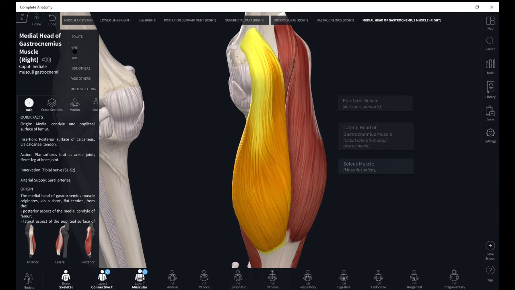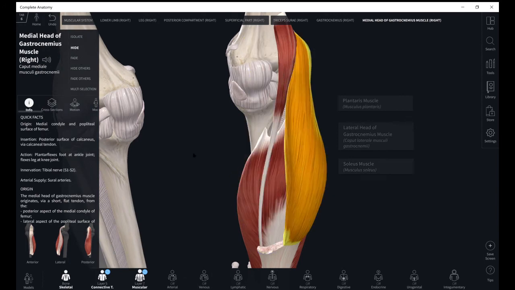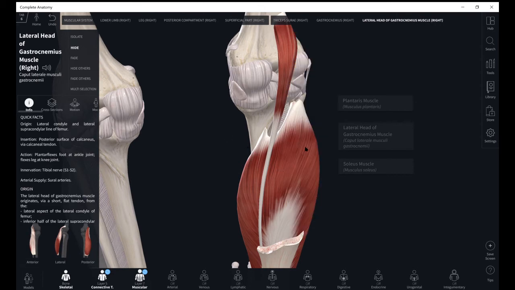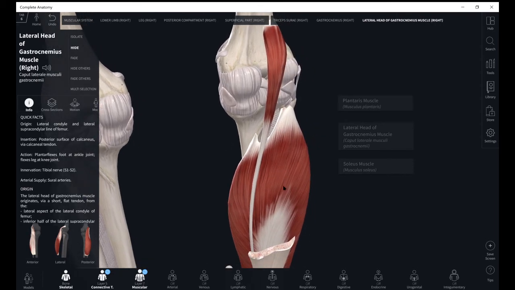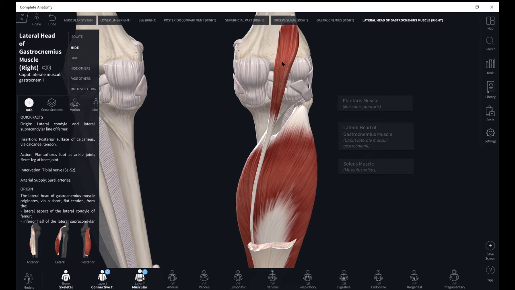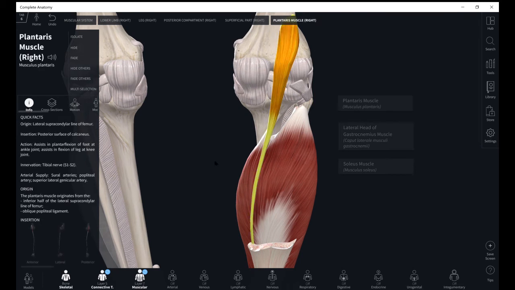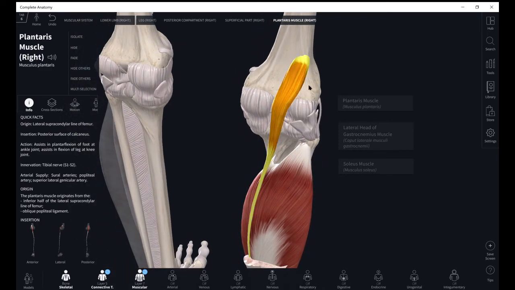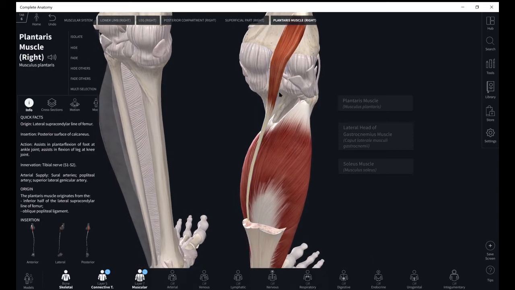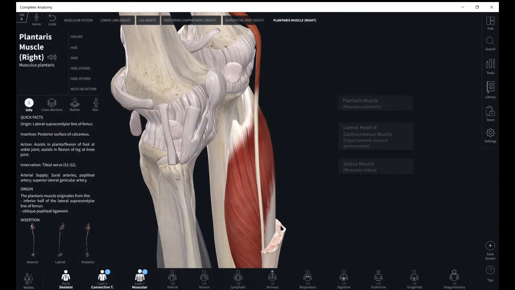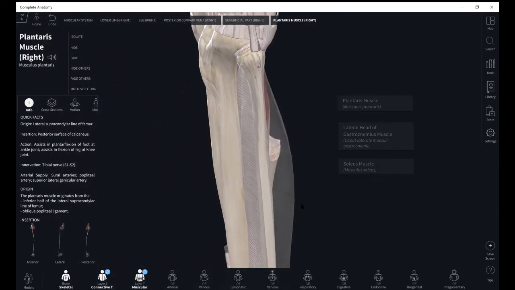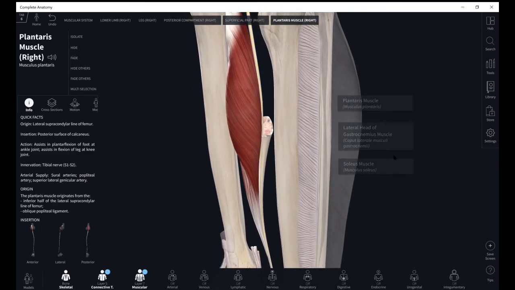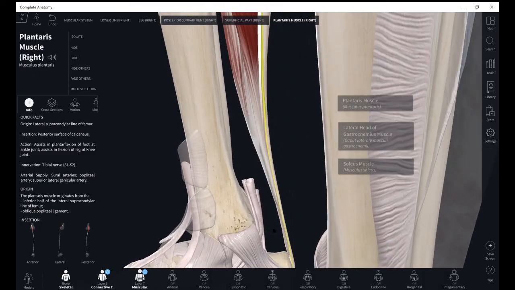So I'm going to hide gastrocnemius. Okay, then let's look at Plantaris. Plantaris, its origin is the lateral supracondylar line of the femur, so it's going to sit just medial to the lateral head of the gastroc. It inserts in the posterior surface of the calcaneus, so long tendon that runs just anterior. Let's see if we can still see that there. So the calcaneal tendon.